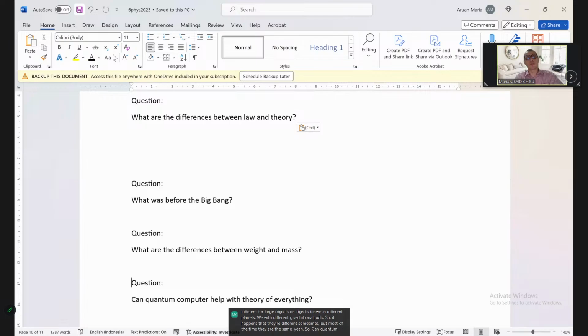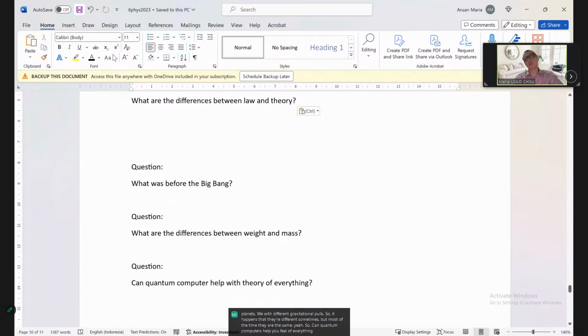Can quantum computer help with theory of everything? Probably it can. I would even say a theory of everything can also help with quantum computers as well. But quantum computers will probably help to calculate many things, and maybe they will help with theory of everything.